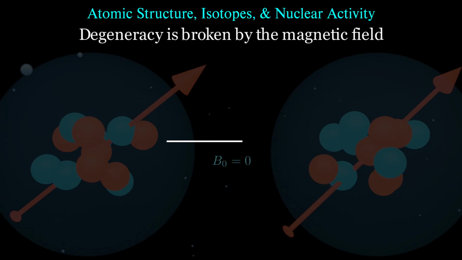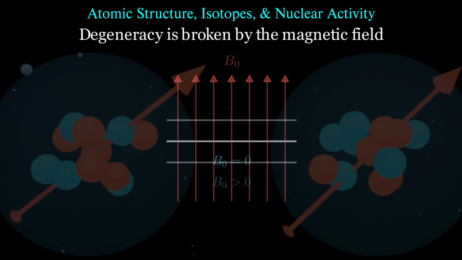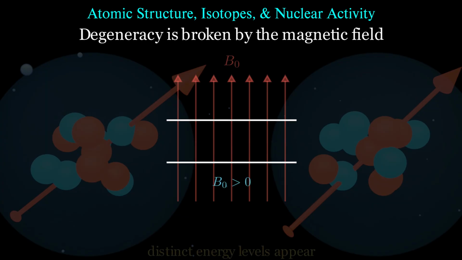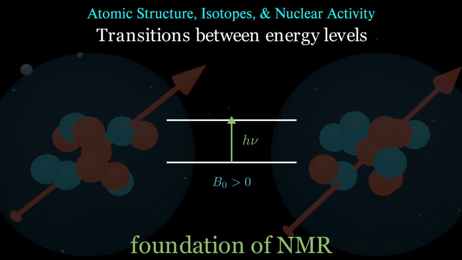Without a magnetic field, the spin states are energetically the same, degenerate. Once we apply a magnetic field, that degeneracy is broken and distinct spin energy levels appear. And ultimately, transitions between these energy levels are the foundations of NMR itself.